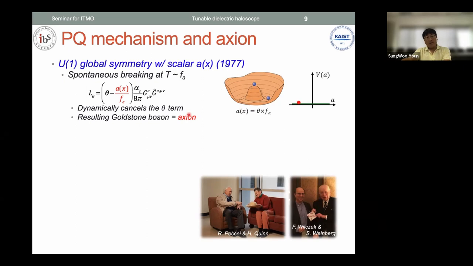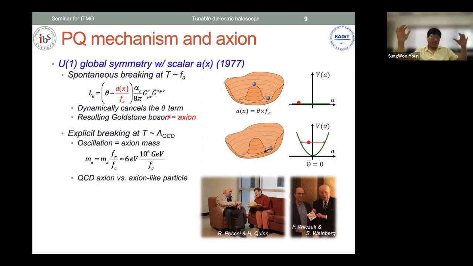But while the universe is evolving and the temperature goes down, we have the QCD phase transition, and the Mexican hat starts to tilt, creating a potential wall. The axion field then starts oscillating around this area, and the oscillation gives the axion its mass. If the axion mass is correlated with the QCD scale like this, we call this axion the QCD axion. However, it doesn't have to be.